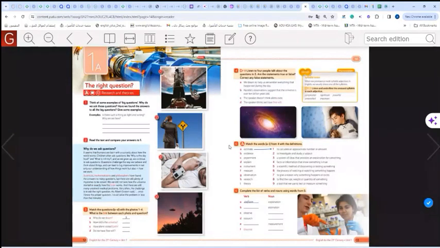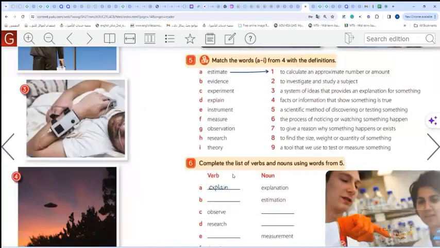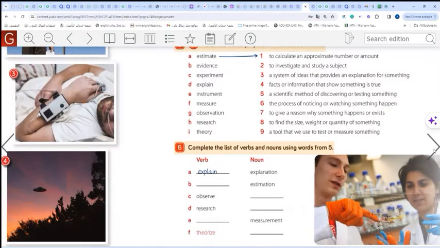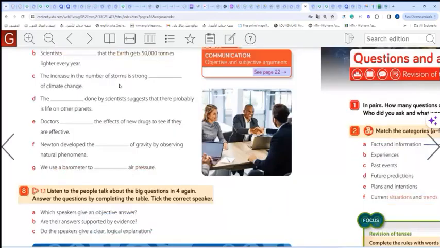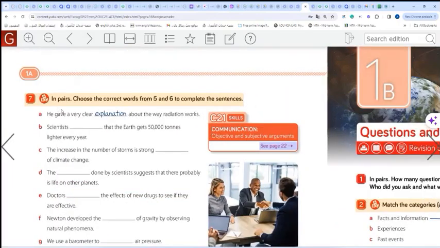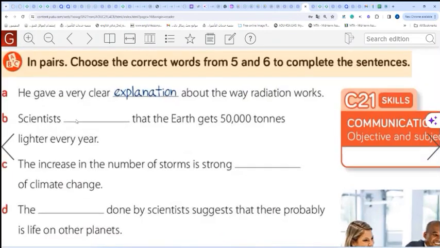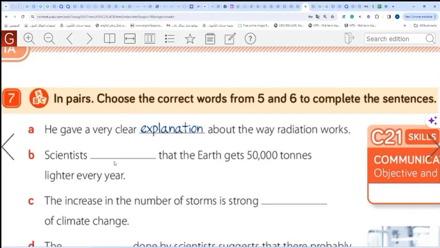Highlight exercise 5 and exercise 6 as important, along with exercise 7. Number A: he gave a very clear explanation about the way radiation works. So explanation is used here.